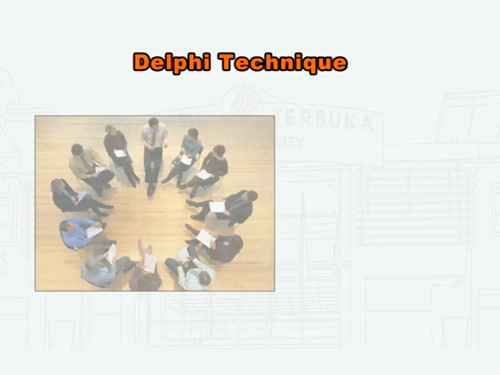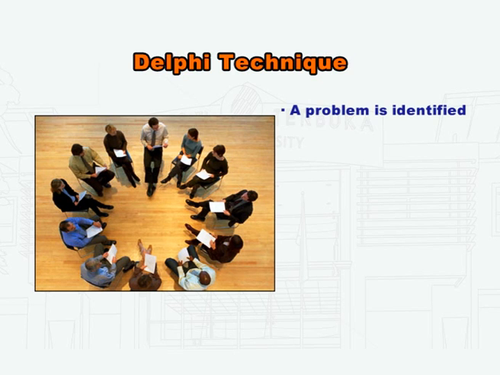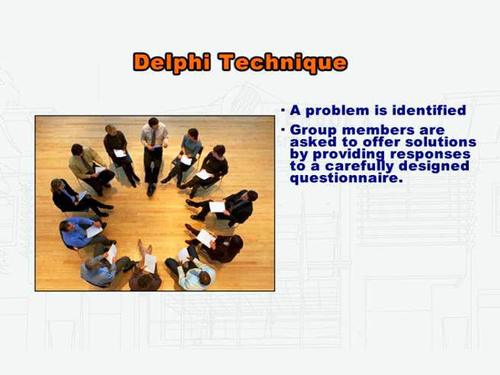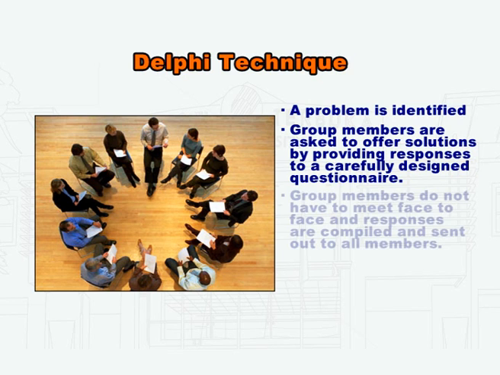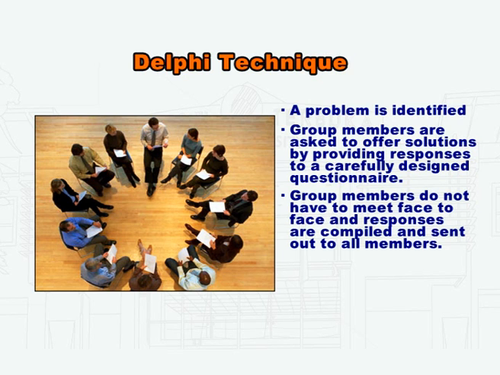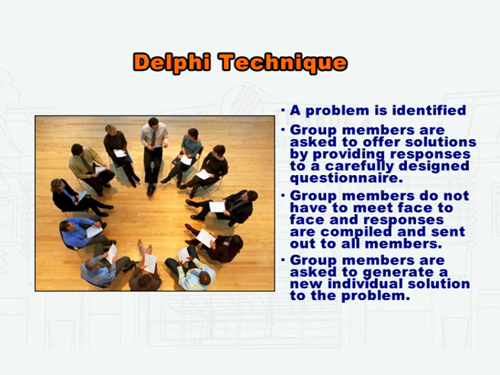Under the Delphi technique, a problem is identified and group members are asked to offer solutions by providing responses to a carefully designed questionnaire. Using this method, group members do not have to meet face-to-face, and responses are compiled and sent out to all members. Individual group members are then asked to generate a new individual solution to the problem. These steps are repeated until a consensus is reached.